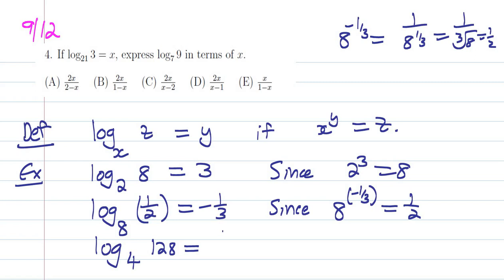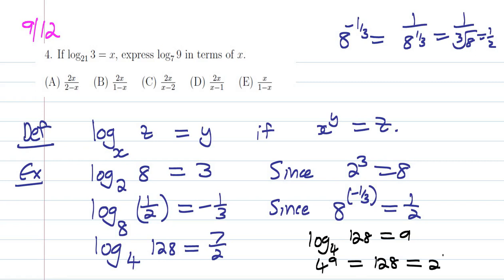Alright, so this is 7 over 2. There's many ways you can work this out. Maybe one way you could have said is this. Say this guy is equal to a. So that means that 4 to the power a is equal to 128. 128 is 2 to what power? Yep, 2 to the power 7. And we know that 4 is 2 squared, so this is 2 to the power 2a. So if this guy is equal to this guy, the exponents have to agree, so a has got to be 7 over 2.